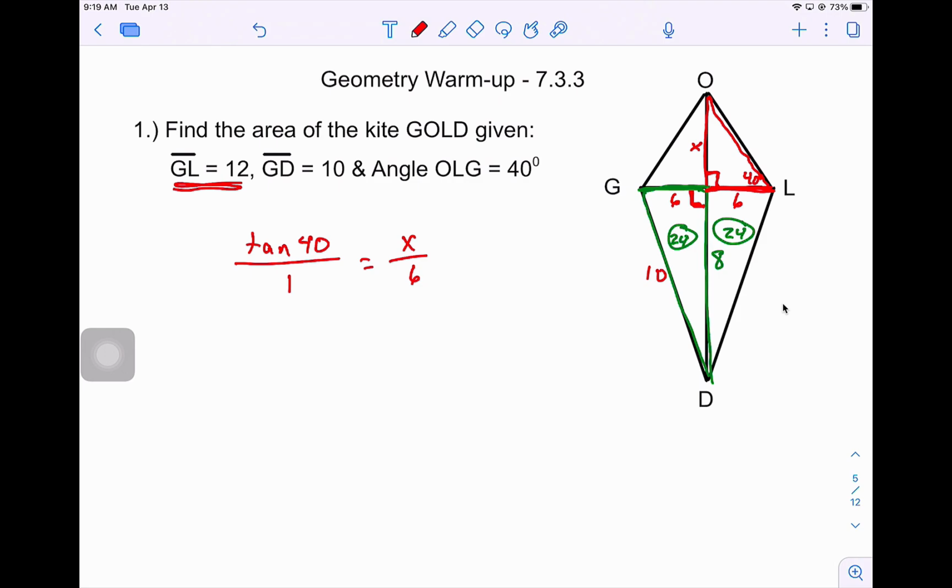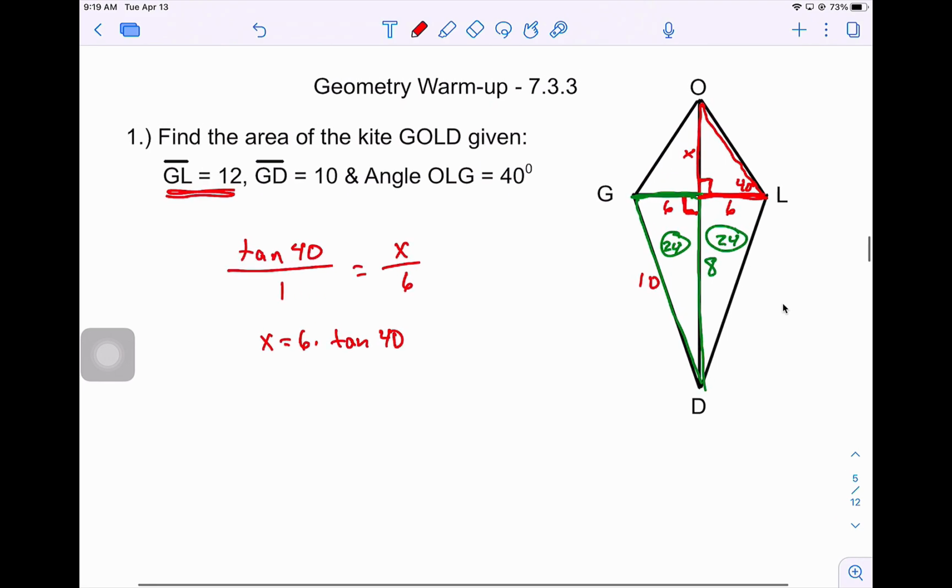And now we solve. Cross multiply, get X equal to 6 times the tangent of 40. And when you plug that into the calculator, you should get, what'd you say it was, Lennon? 5 point something? Yeah, 5.03. Okay. So the height of that triangle, use tangent to find it.